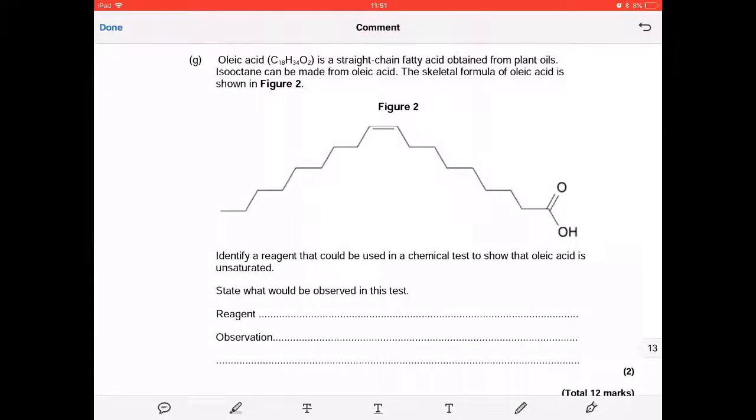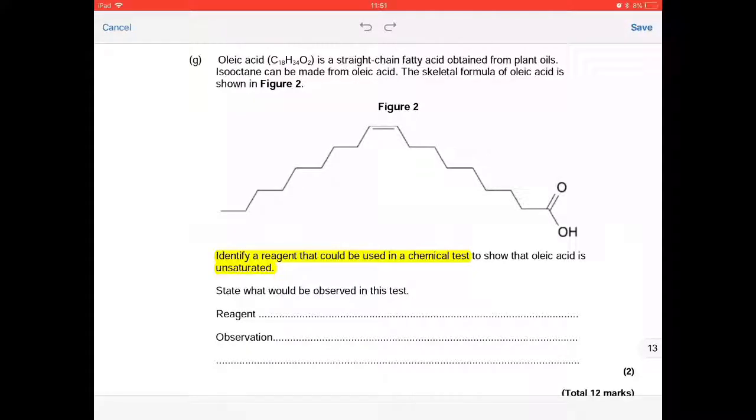Lastly, you've got oleic acid here, which is another hydrocarbon. It does tell you that isooctane can be made from oleic acid, but that isn't really relevant to the question. Basically, it's just wanting you to identify a reagent that can be used as a chemical test to show that oleic acid is unsaturated. So, saturated meaning no double bonds, unsaturated meaning there is a double bond there.